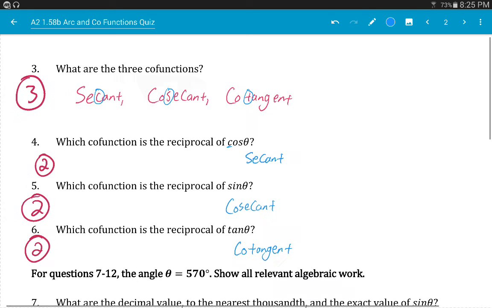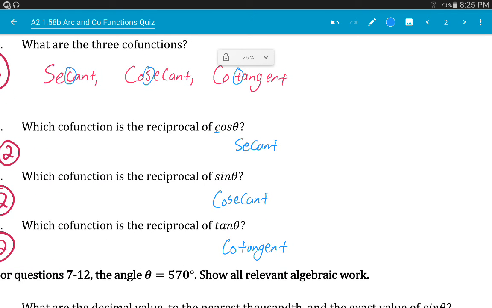Now, just in case the questions vary a little bit, let's remember, that means that secant is 1 over cosine. That means that cosecant is 1 over sine. And that means that cotangent is 1 over tangent, which is also the same thing as saying cosine over sine.